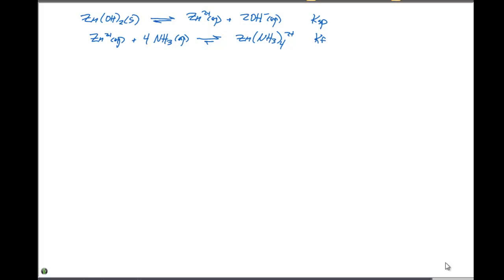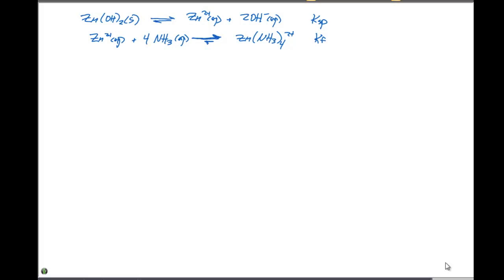Sometimes when you see these equilibria written, there's a really large arrow going over to the right and a very small one coming back to the left. This is to indicate that most of these Kf values are very, very large. They range sometimes from 10 to the 8th to 10 to the 30th, which means that this equilibrium is going to lie heavily over to the right.